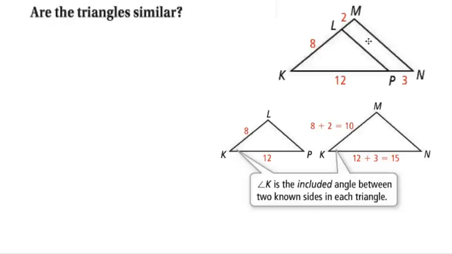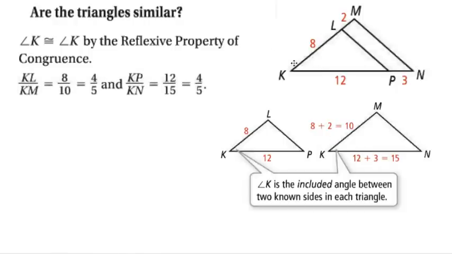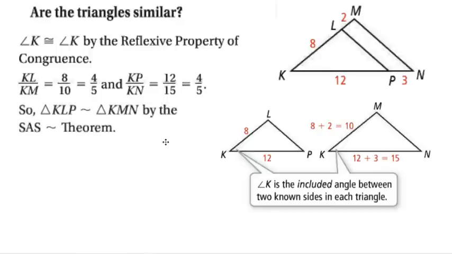What about these two triangles that we have one embedded in the other? Well, we know that angle K is congruent to itself. Okay, if we draw them separately, they share angle K. And then we can start comparing some sides. Well, we can look at the length of KL and compare it to KM. And KL is 8, KM is 10, which gives us a ratio of 4 to 5. KP is 12, KN is 15, which is also a ratio of 4 to 5. So what we have here is two sides that are proportional with an angle between them. So those are definitely similar by side angle side.